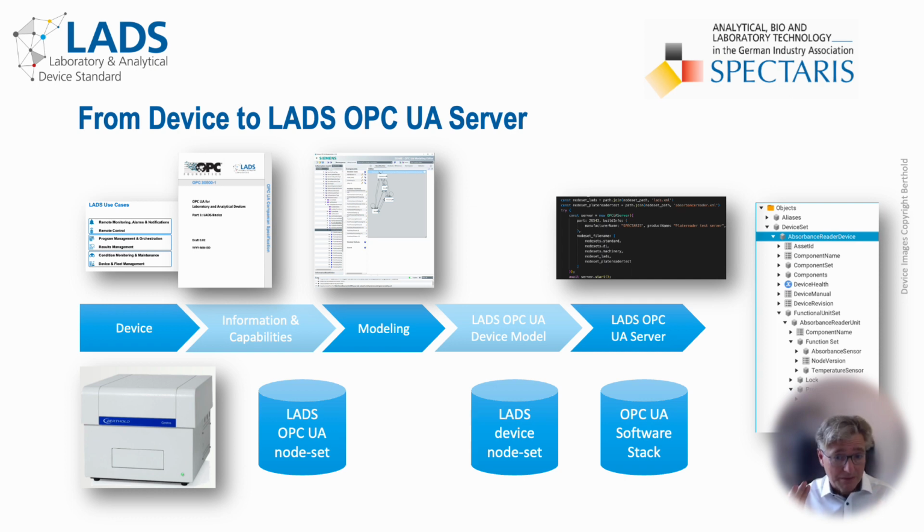Step number 4. Choose an OPC software stack that fits your programming language, toolchain and requirements. Most software stacks allow for direct import of all the OPC node set definitions into your application. With just a few lines of code, you can have a LADS OPC compliant server representing your device up and running. You can then use a generic OPC browser to connect to your server and explore its information model.